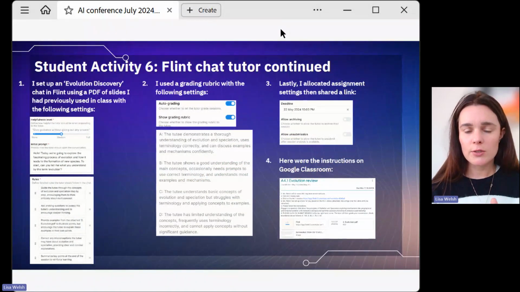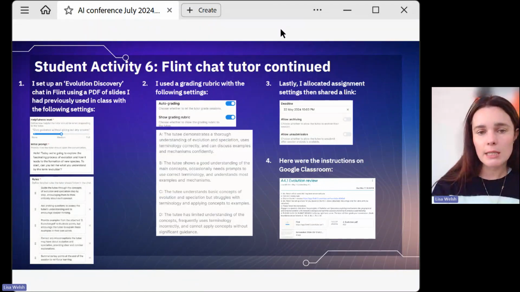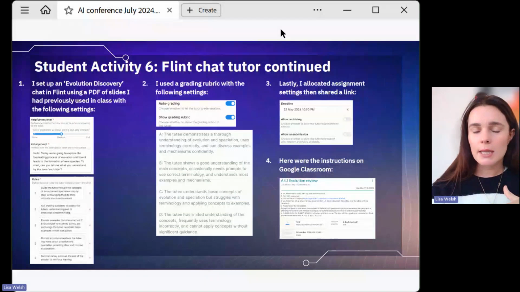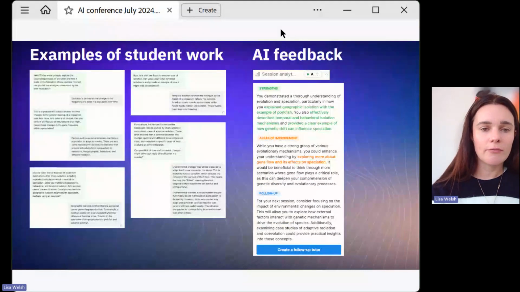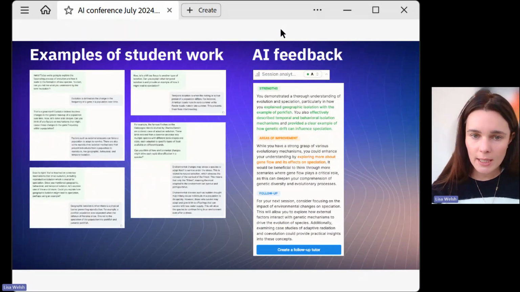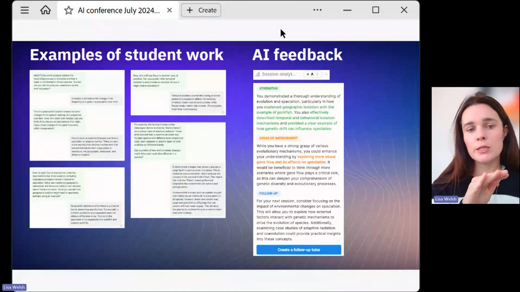The next lesson went a little bit deeper, whereby we looked at evolution. So kind of same, but different. You can see there that the rules are slightly different and the rubric is slightly different, and I've given them the same kind of instructions again. If we have a look at the student work there, this is the same student from the day before, and you can see that her answers are better.